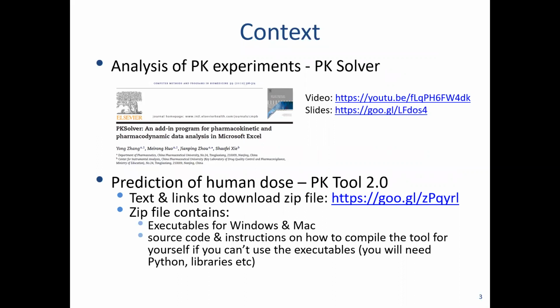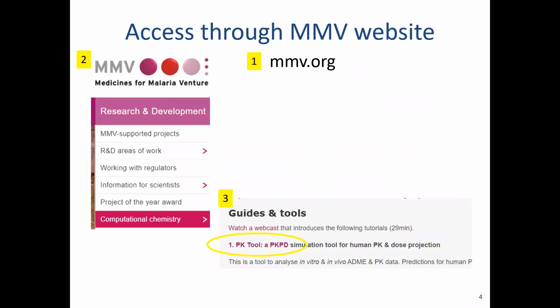So accessing this through the MMV website, MMV very kindly let us look after the content or provide the content for one of their pages. This is probably the easiest way to remember to get a hold of it. So it's on the MMV website on the computational chemistry page. There are actually two there. There's one for these webinars and one for some guides. And although this used to point to version 1, it now points to a PDF which includes a discussion and links to all the downloadables for version 2. If you have a mind to, version 1 is still available through that link.